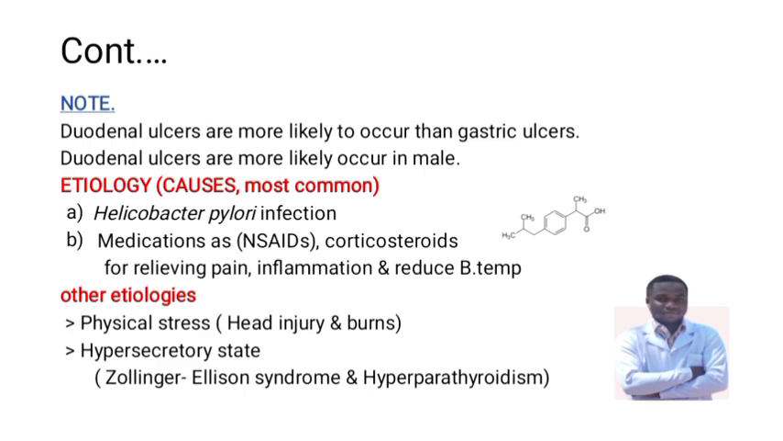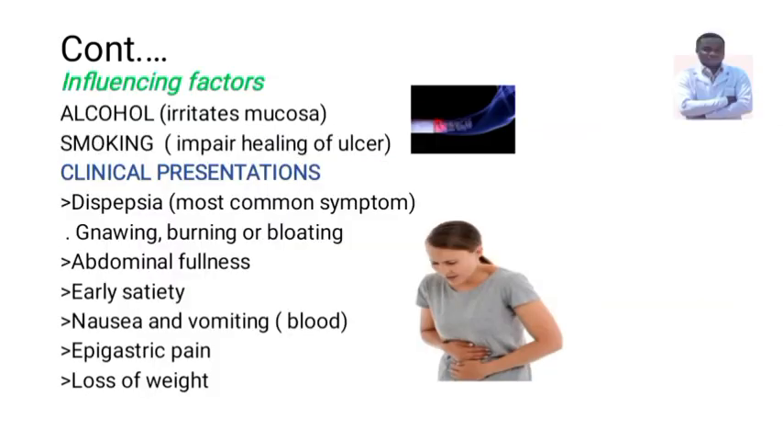This Zollinger-Ellison syndrome is mostly seen in duodenal ulcers, in which there is a high secretion of hydrochloric acid. There is abnormal stimulation of gastrin, which increases the production of hydrochloric acid by the parietal cells. Therefore, it is among the causes, but we have to note the important major causes: Helicobacter and medication, non-steroid anti-inflammatory drugs.